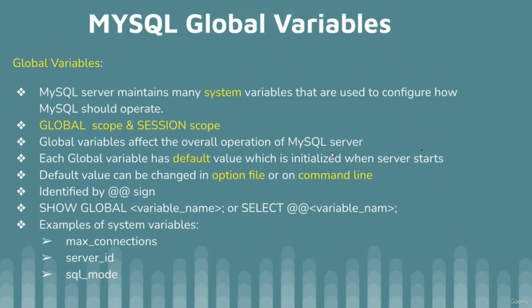And there are two ways we can see the values of these global variables. One is SHOW GLOBAL VARIABLES and the variable name, and the other is SELECT, and then we prefix two @ signs and the variable name. Examples of some of the global system variables are max_connections, server_id, sql_mode. So let me show you in a demo how we can retrieve all these, how we can set these values. I'll see you in the next lesson.